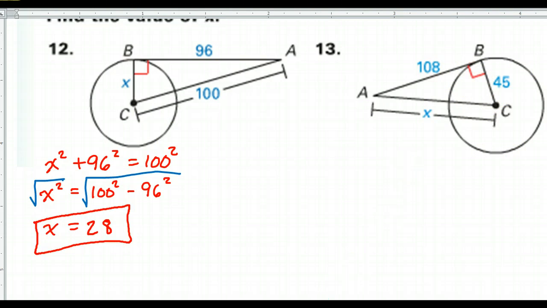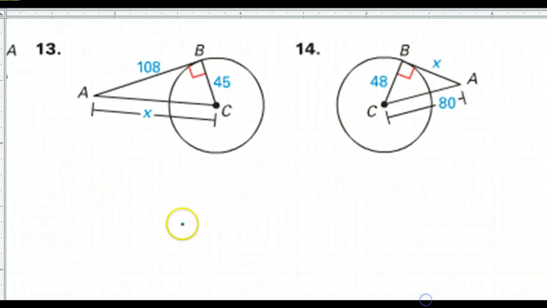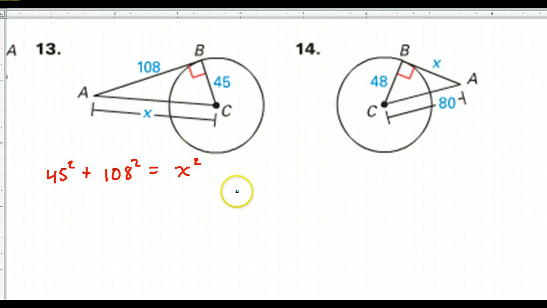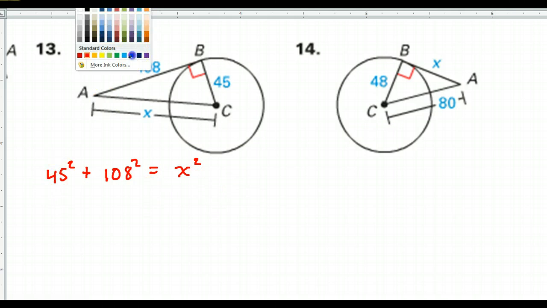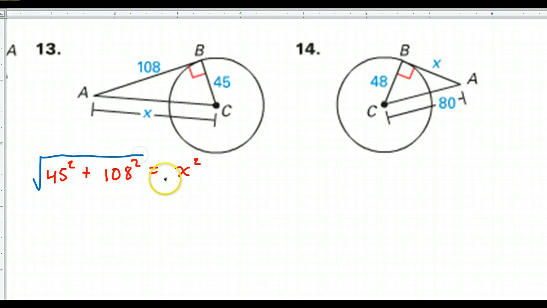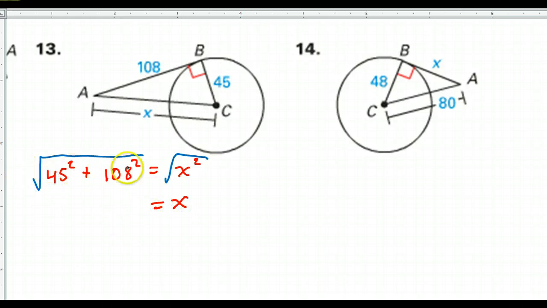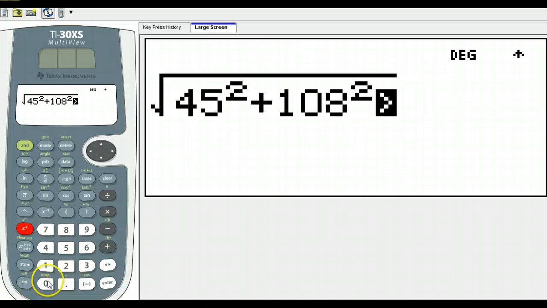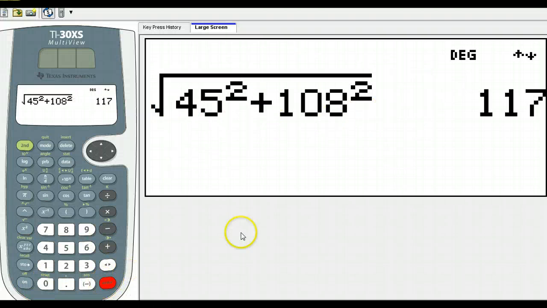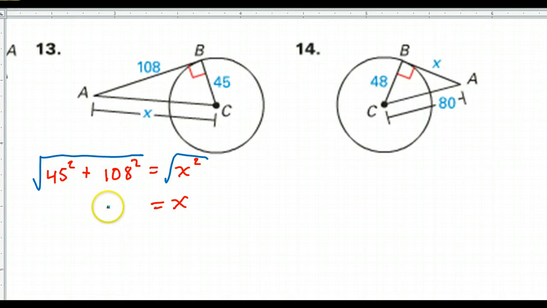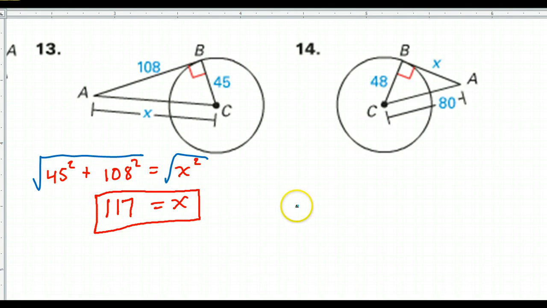Same type of deal for number 13. Once again, we're just going to do the Pythagorean Theorem. That's really all we're going to do. So this is going to be 45 squared plus 108 squared is equal to x squared, that hypotenuse there. Just going to take the square root of both sides like I did before. This time I don't even have to subtract anything. Just put all that in my calculator. In the calculator it looks like this. That's 117. And that's it for number 13, just a little Pythagorean theorem.